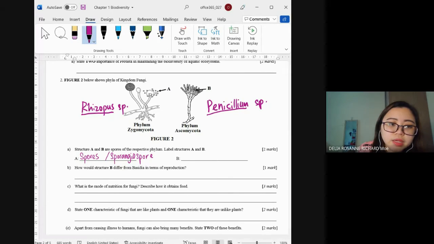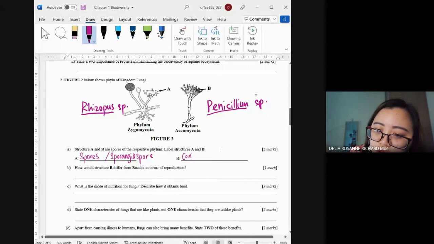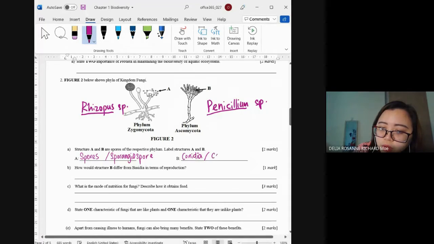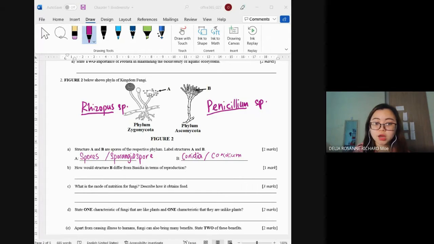Alright, and then B. Anybody wants to answer B? B, conidia. Alright, good. Marnie, thank you. So this one is called conidia. Conidia untuk banyak, kalau dia satu saja kita boleh panggil dia sebagai conidium. Okay. So that's it. Begitu saja, very simple for question 2A.